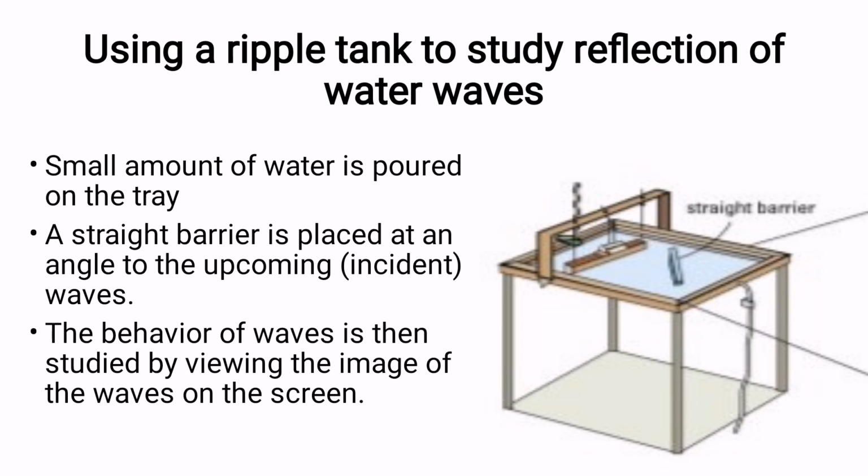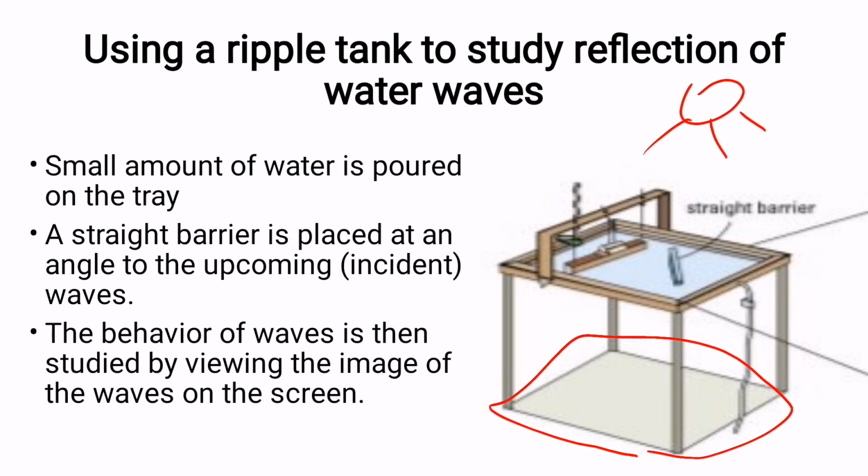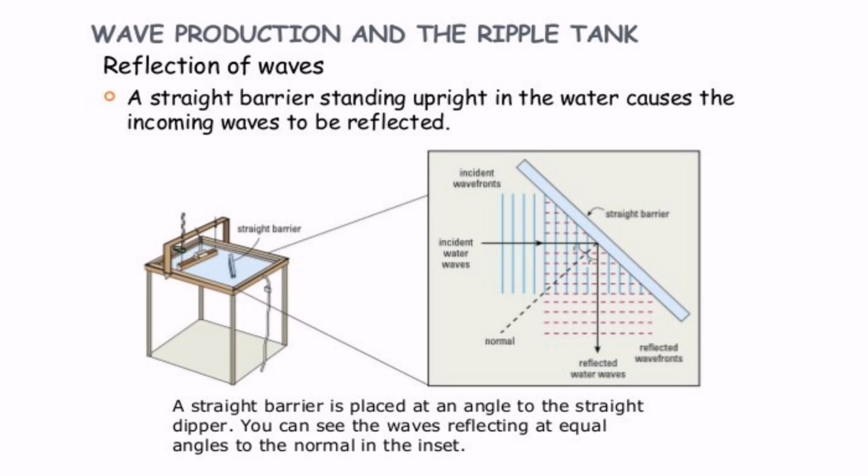So you remember that there is a light bulb here which shines over the water, and then there are going to be images that form on the screen. So this is the screen. Okay. So that is wave production in the ripple tank.